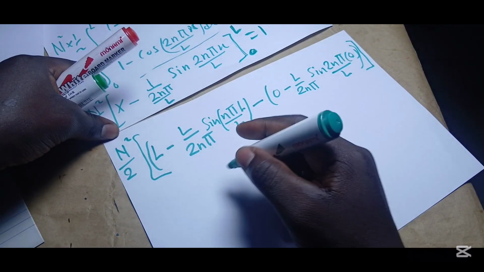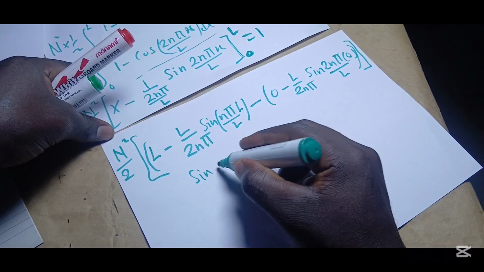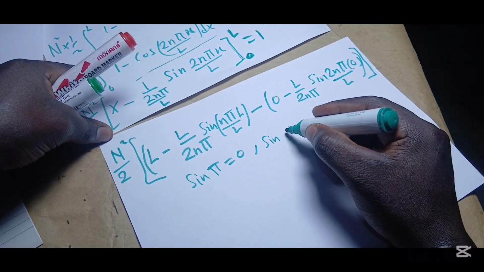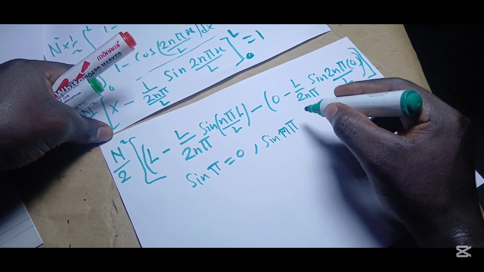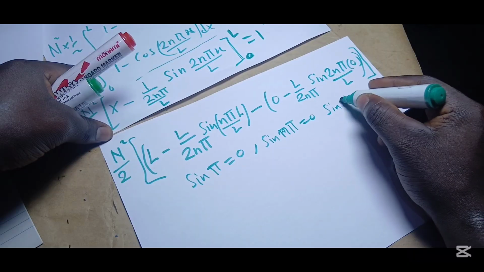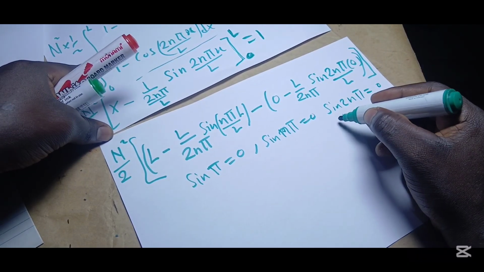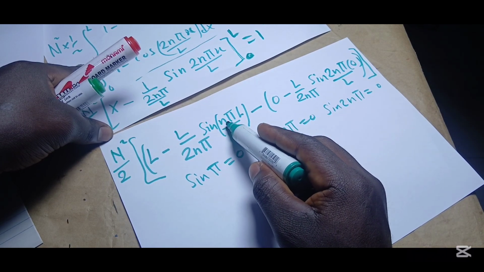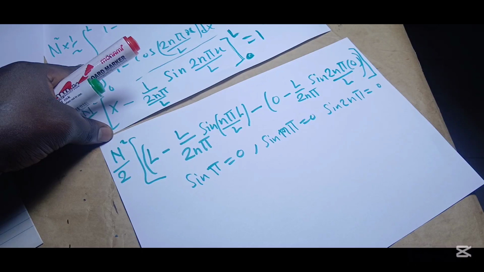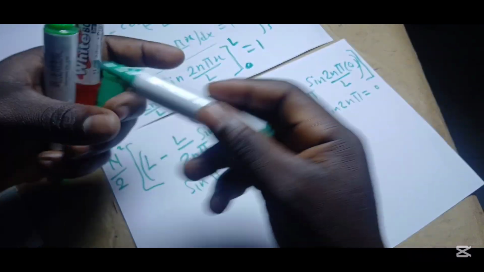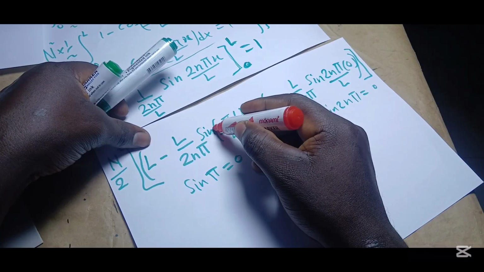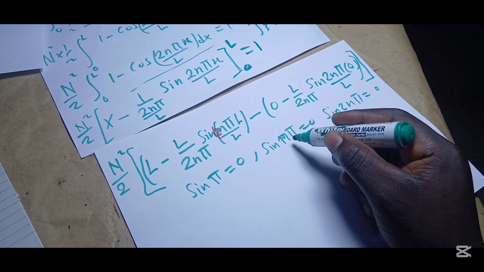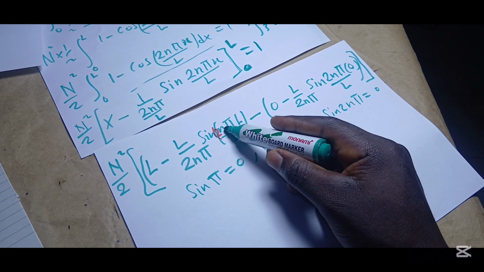So the next thing you need to know is that if we have sine pi, it will give us 0. So sine n pi gives us 0. Sine 2n pi gives us 0. So now, looking at this term here, we have sine 2. We should have added 2 here. So there is 2 here. So sine 2n pi is 0. Sine n pi is 0. Sine pi is 0.